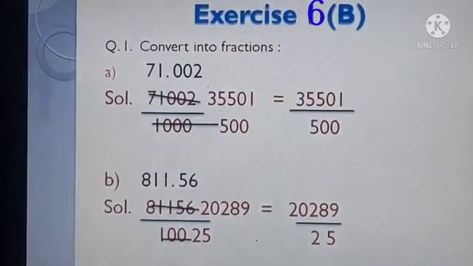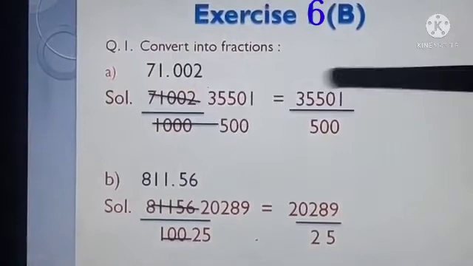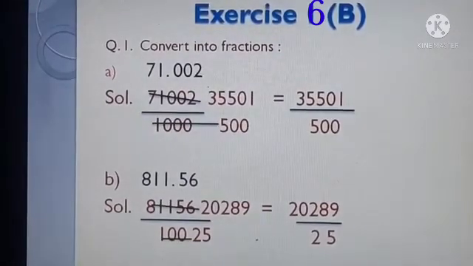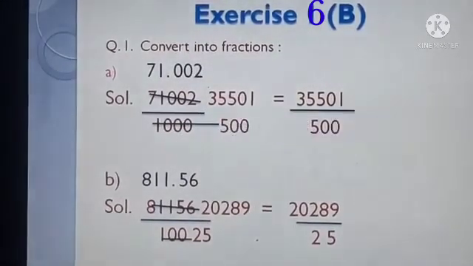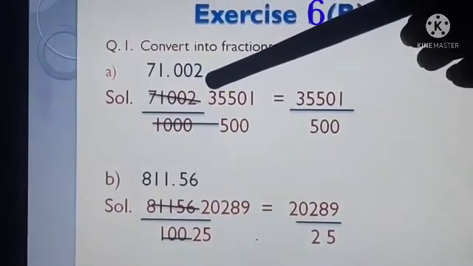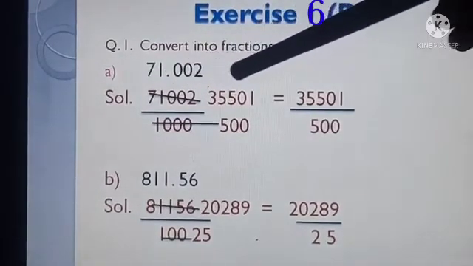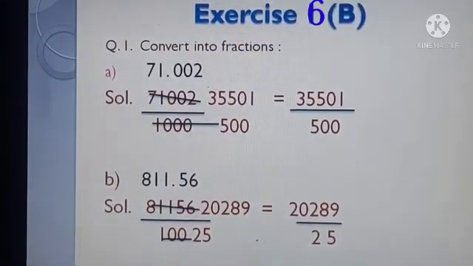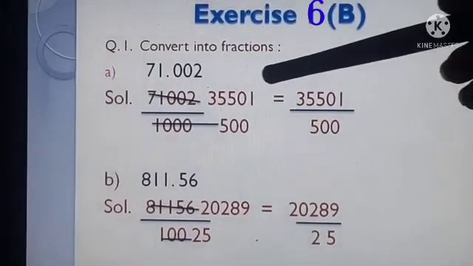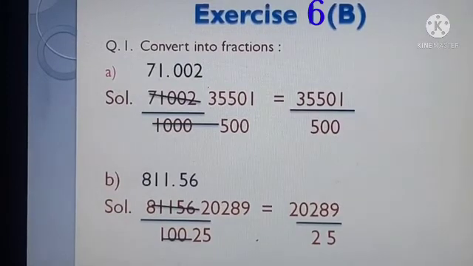71,002 upon 1000. Now we will cancel with 2 because both the numbers are divisible by 2. When you divide 1000 by 2, you will get 500. When you divide 71,002 by 2, 2 3s are 6, 2 5s are 10, 2 5s are 10, then 0, 2 1s are 2. So after cancelling you will get 35,501 upon 500. Now no more cancelling is possible, so this is the lowest term.